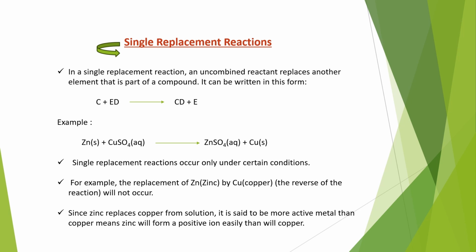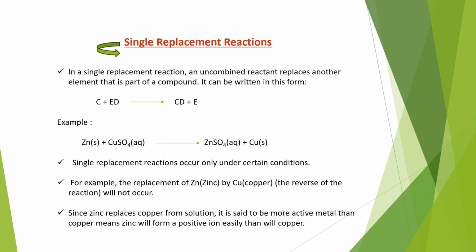Single replacement reaction. In a single replacement reaction, an uncombined reactant replaces another element that is part of a compound. It can be written in this form: C plus ED, arrow, CD plus E. Example: Zn, meaning zinc in solid phase, reacts with CuSO4 in aqueous solution and replaces copper from CuSO4 and makes ZnSO4 aqueous solution.